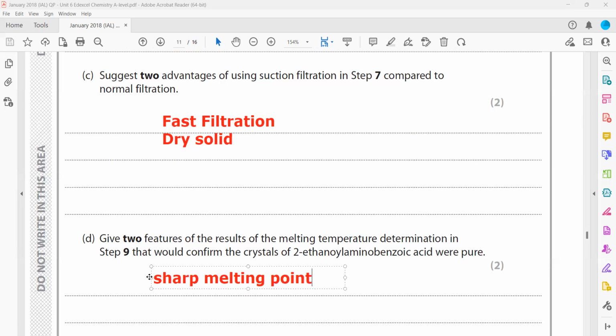And the second thing is, the melting temperature should match the standard value. Every solid has its own melting point at standard conditions. It has a fixed melting point. So at a standard condition, a fixed value should be there for this.